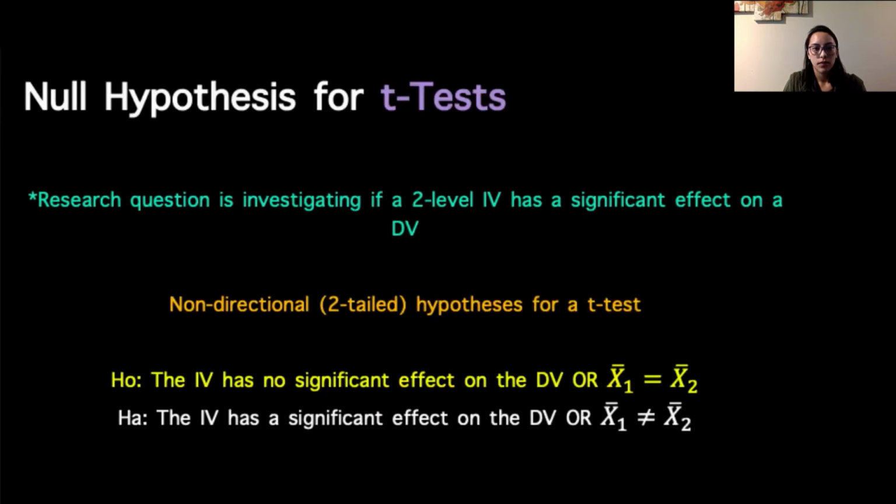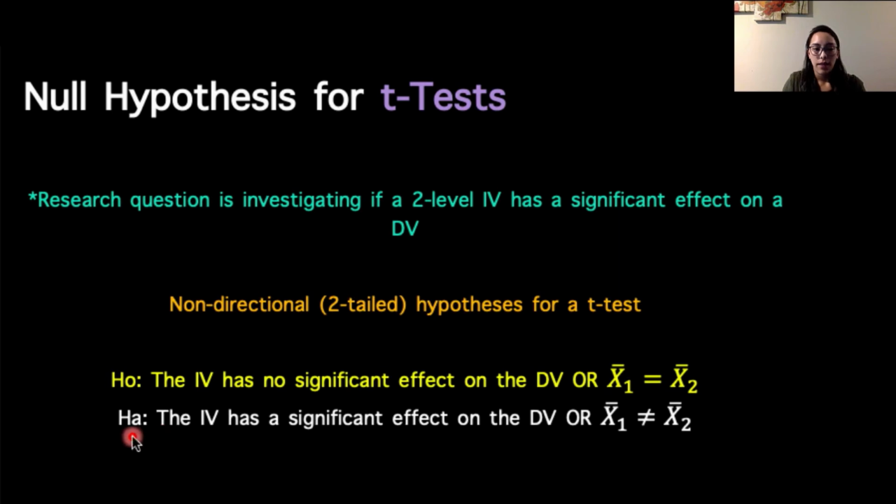For our null hypothesis, typically your research question is going to be investigating, again, a two-level independent variable to see if that intervention that you're applying has a significant effect on the dependent variable outcome. So for our non-directional or two-tailed hypotheses for a t-test, the null hypothesis will say that the independent variable has no significant effect on the dependent variable. In other words, the means of each sample are equal to each other, or relatively equal to each other.